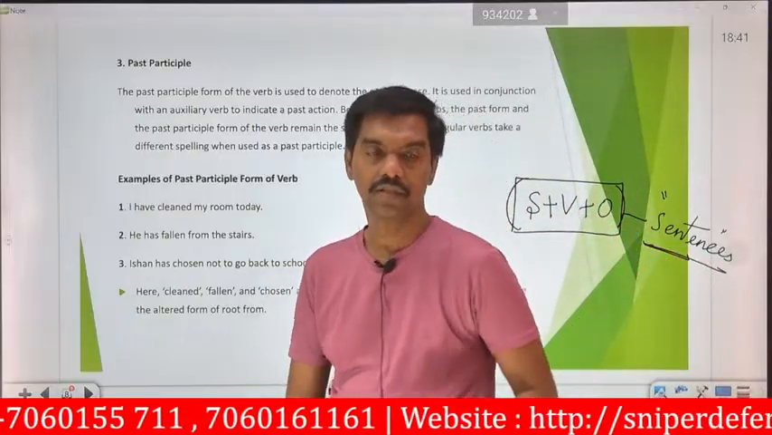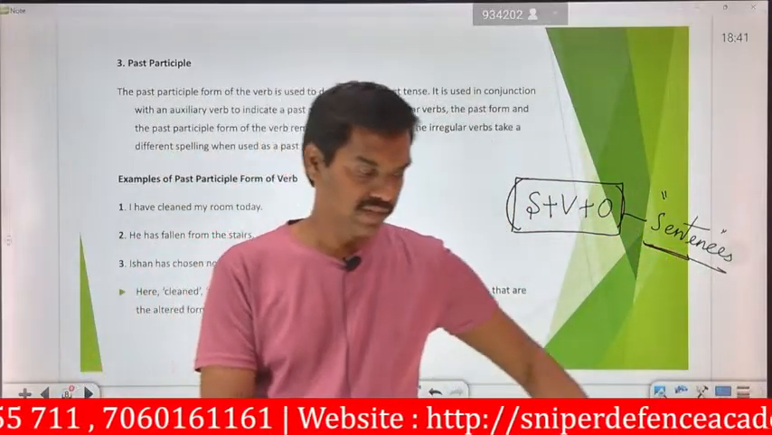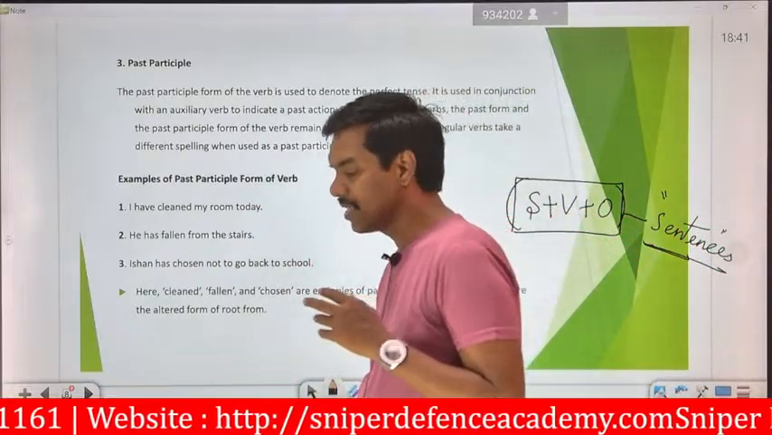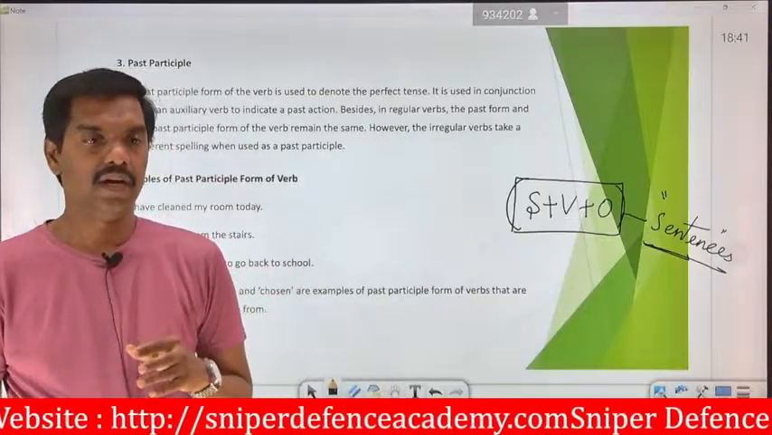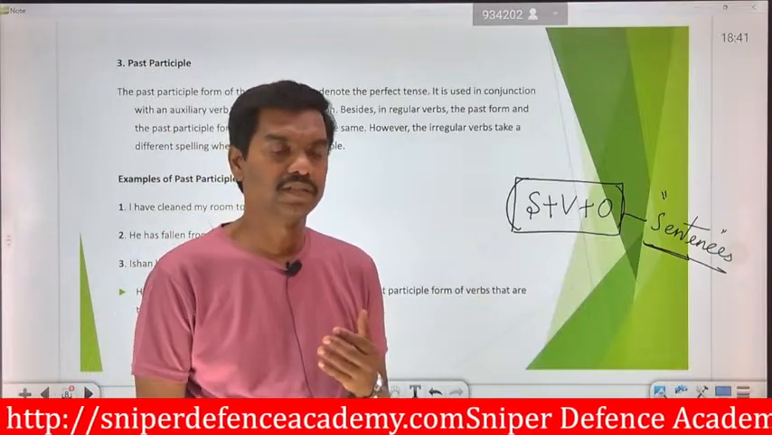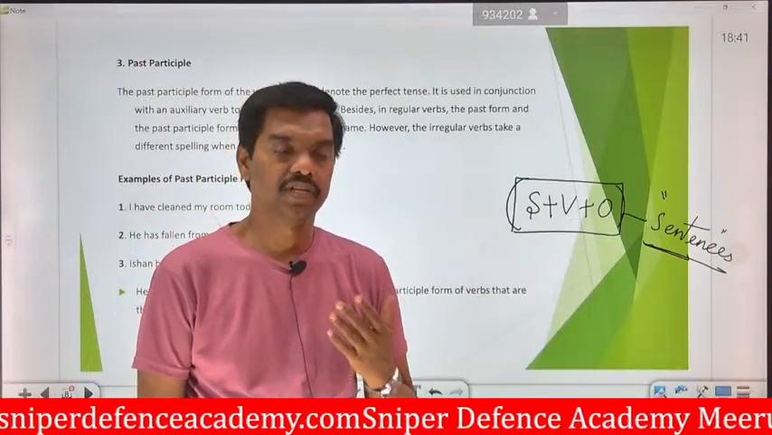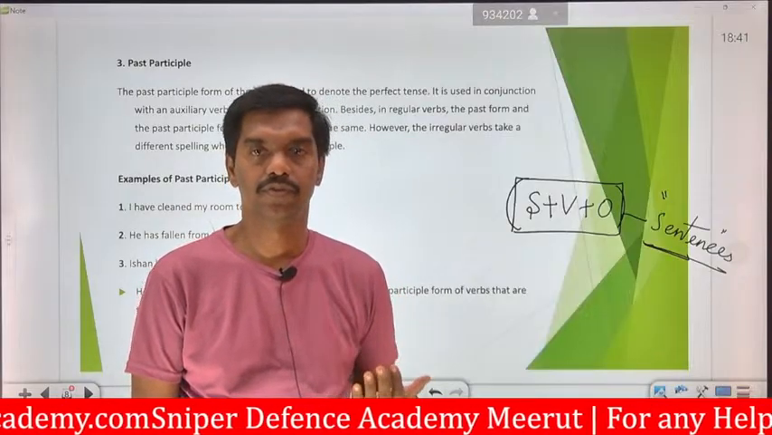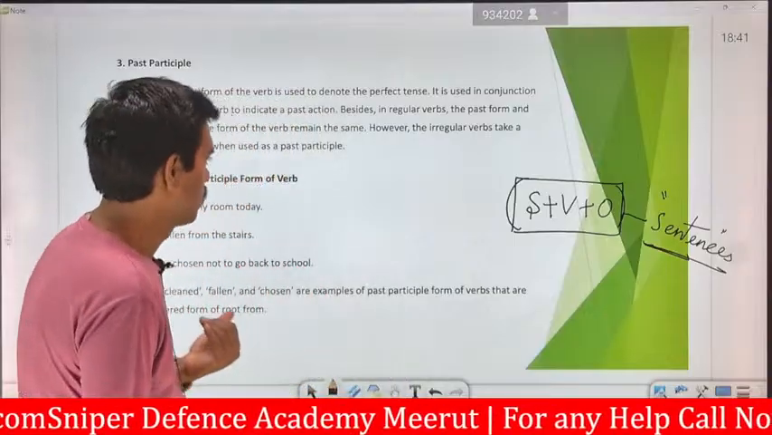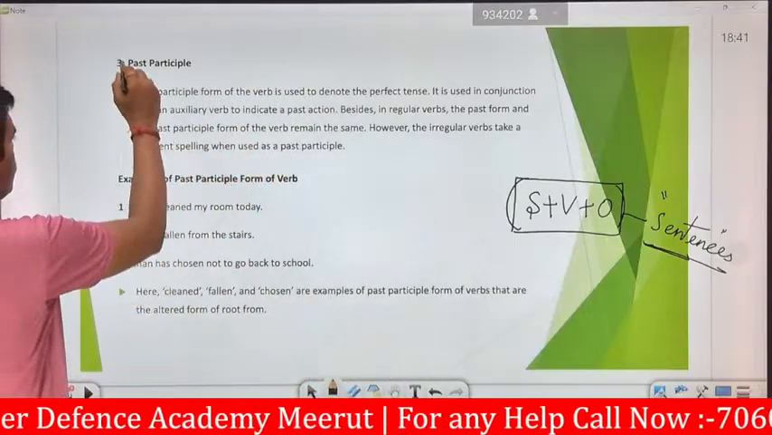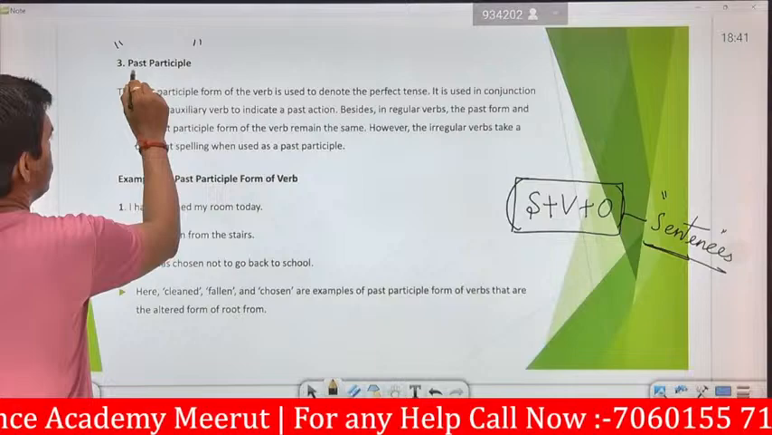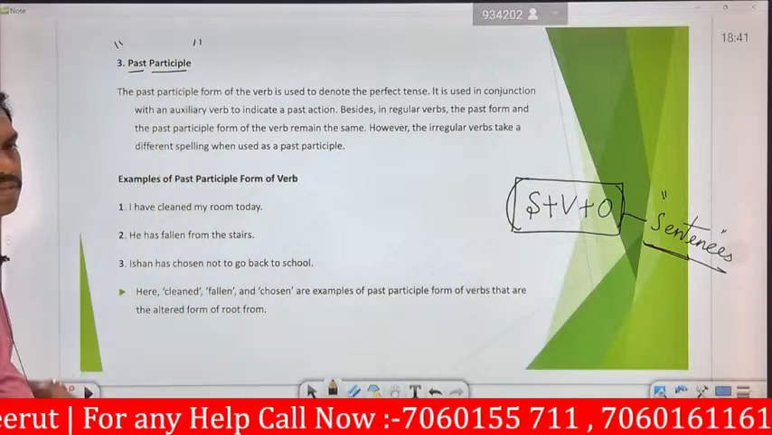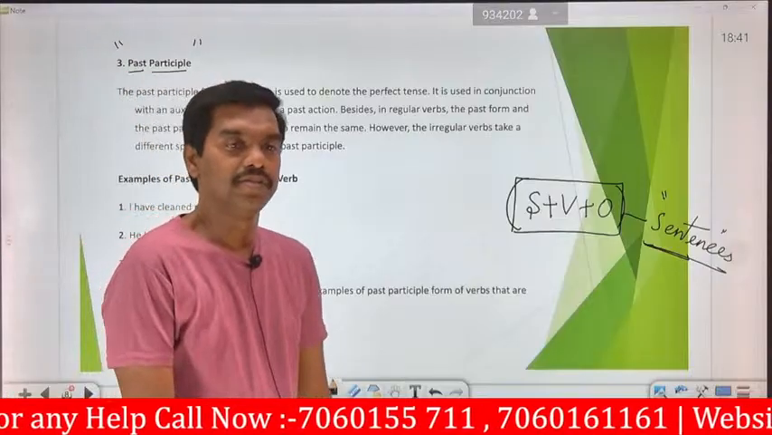We have seen that. Next, how to read the sentences, and how can I identify the meanings of sentences or the action which has been taken in sentences. So now we are going to see it. The first one is the past participle. What is this? The third form we are going to see is the past participle.